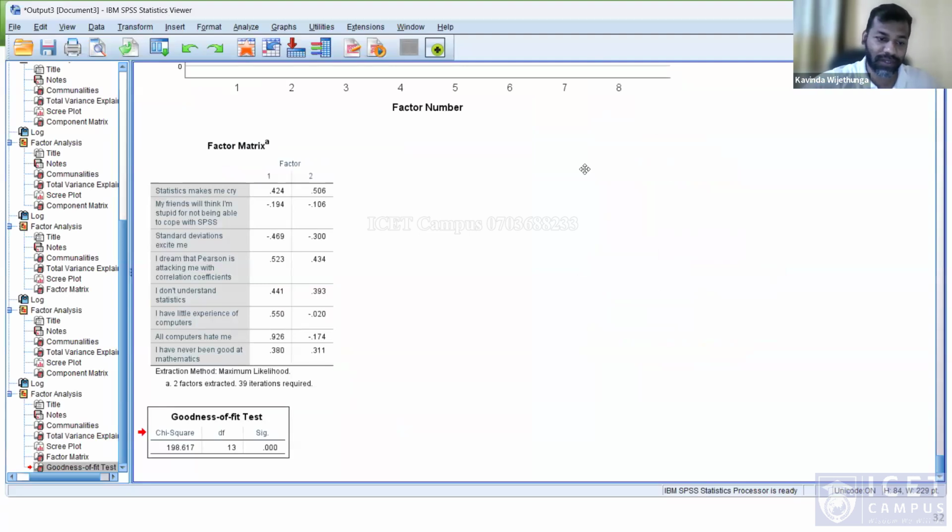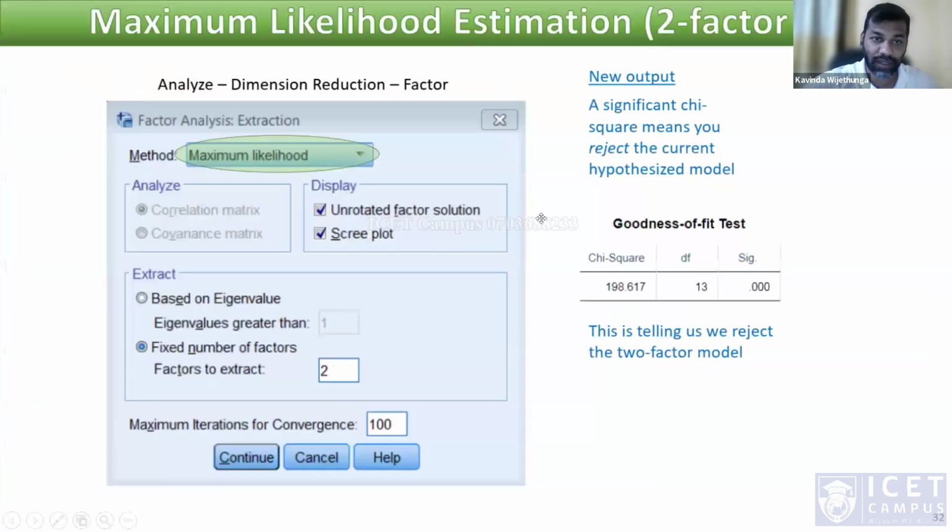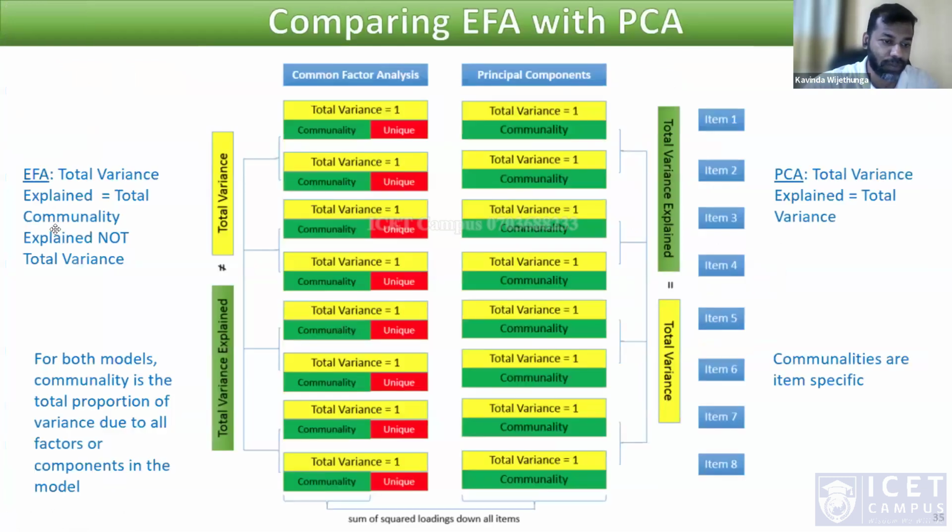Here you can see that in EFA, total variance explained equals total communality explained by the total variance. For both methods, communality is the total proportion of the variance due to all factors or components in the model. Right? In common factor analysis, total variance equals 1. So here, if we consider these items, right?